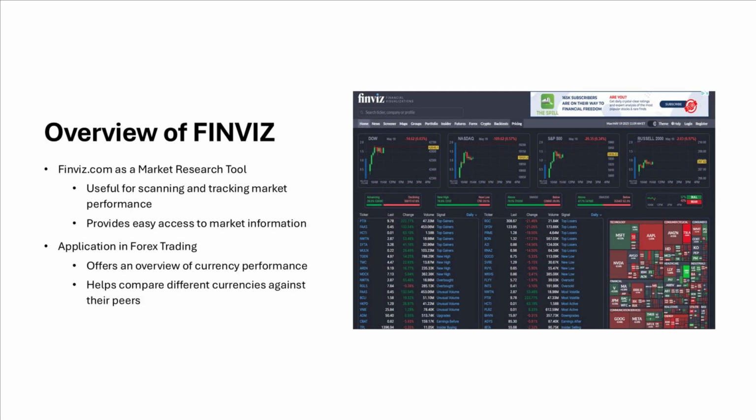Finviz.com is a tool that's useful for scanning and tracking the performance of the markets. Essentially, this is a company research platform you can use to easily access market information. If you're trading Forex, you may want to consider using this tool to give you an overview of how the different currencies fare against their peers.